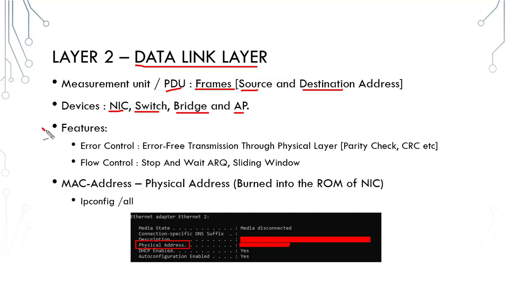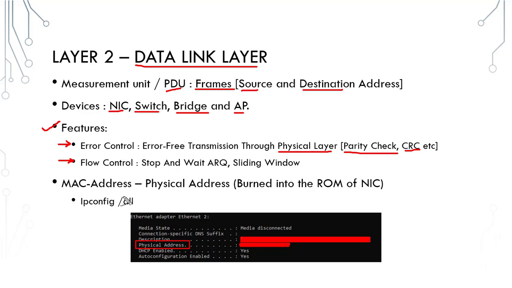The basic features of the data link layer are error control and flow control. Error control ensures error-free transmission through the physical layer, which is below this layer, by techniques called parity check and CRC check. Okay, flow control also has certain protocols which are used in the data link layer.